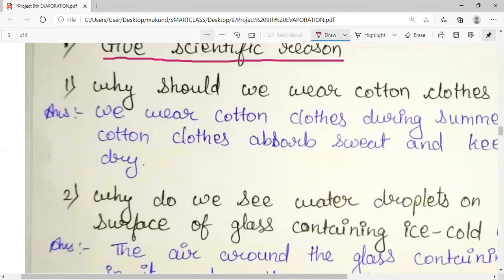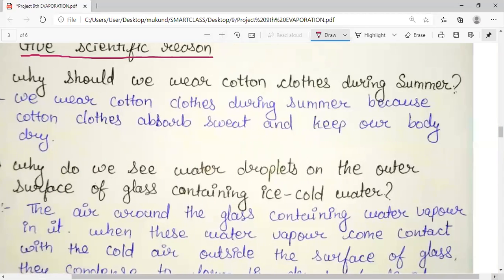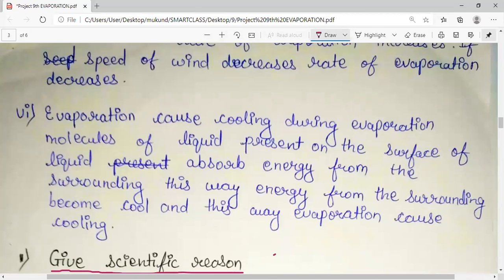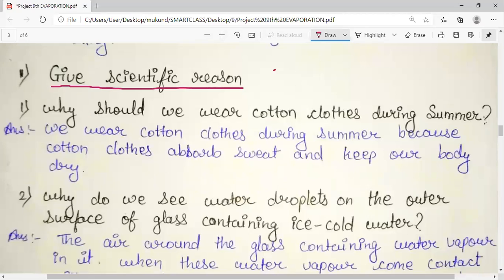Very nice. Thank you. So, now we shall study the scientific reasons that are based on evaporation and factors affecting evaporation. The first reason: why should we wear cotton clothes during the summer? We wear cotton clothes during the summer because cotton clothes absorb the sweat and keep our body dry.